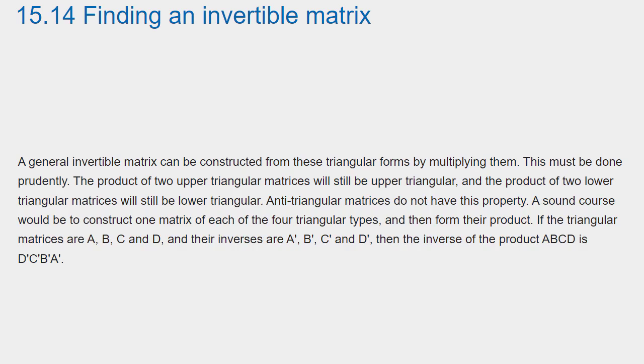This must be done prudently. The product of 2 upper triangular matrices will still be upper triangular, and the product of 2 lower triangular matrices will still be lower triangular. Anti-triangular matrices do not have this property.